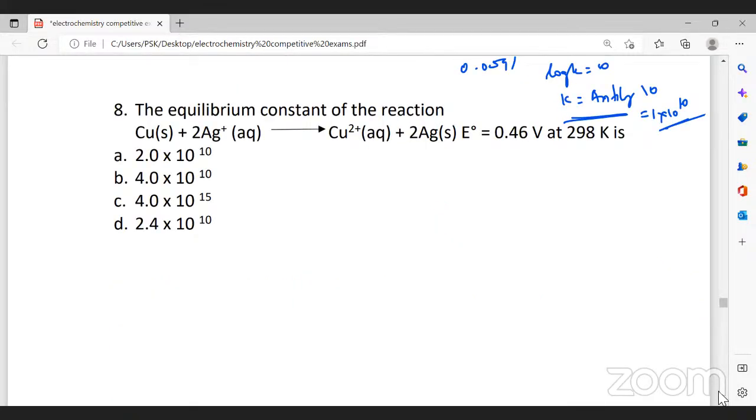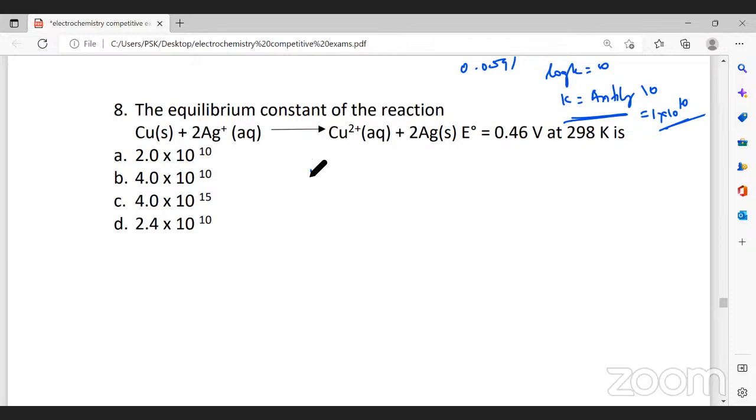The equilibrium constant of the reaction: they've given you Cu(s) plus 2Ag+ aqueous, giving you Cu2+ aqueous plus 2Ag solid. E naught is equal to 0.46 volt at 298 Kelvin. So they're asking you to calculate the equilibrium constant.